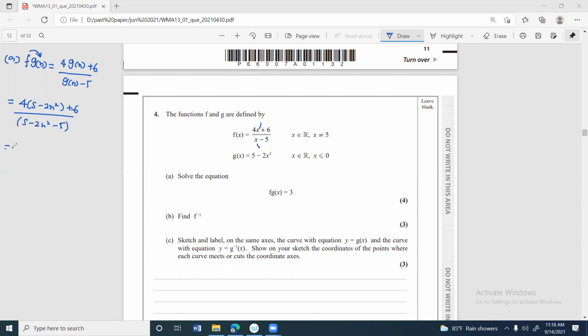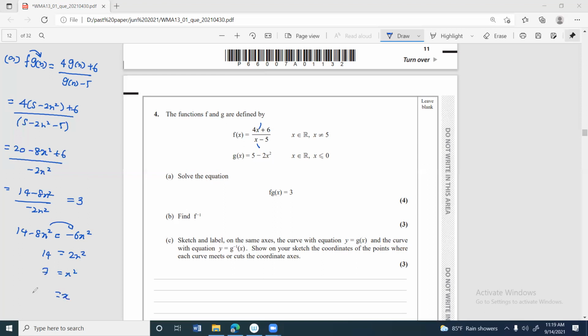If you do it, it turns into 20 minus 8x squared plus 6, divided by 5 minus 5 is 0, minus 2x squared. Then if you work this out, it turns into 14 minus 8x squared divided by minus 2x squared. They mentioned that this equals 3. Then if you cross multiply, you get 14 minus 8x squared equals minus 6x squared. If you bring minus 8x squared to the other side it becomes plus 8x squared, which gives 2x squared equals 14. Therefore, x squared equals 7.